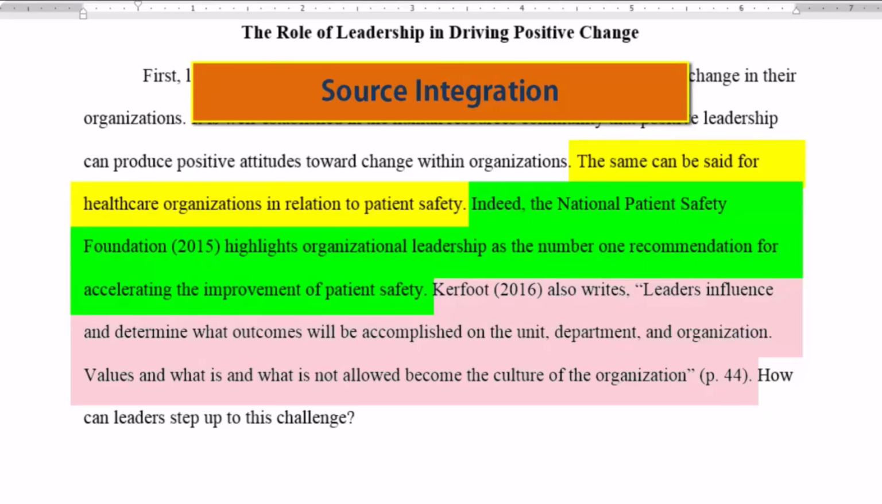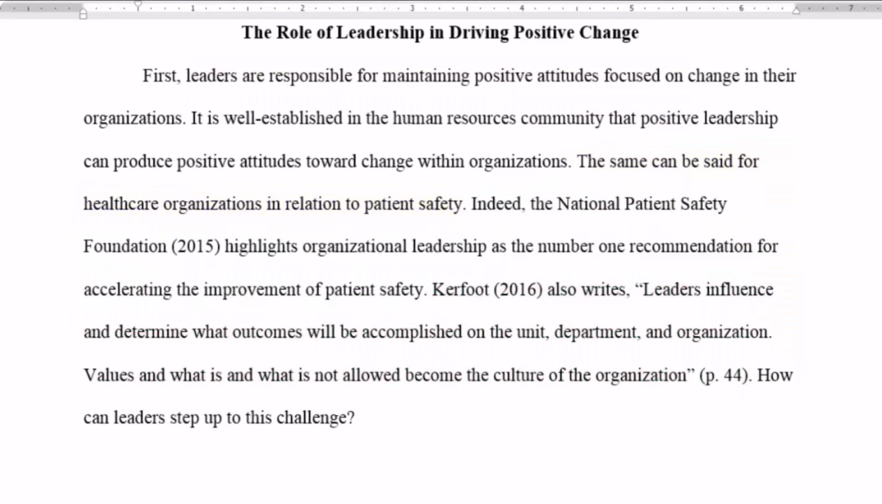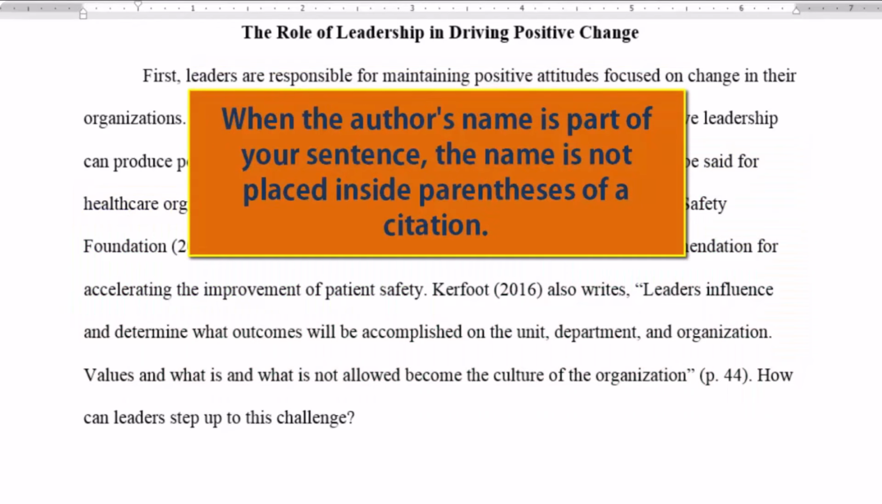Now, before we leave this paragraph, let's point out several more key items. First, when the author's name is part of your sentence, it does not go inside the parentheses of a citation.